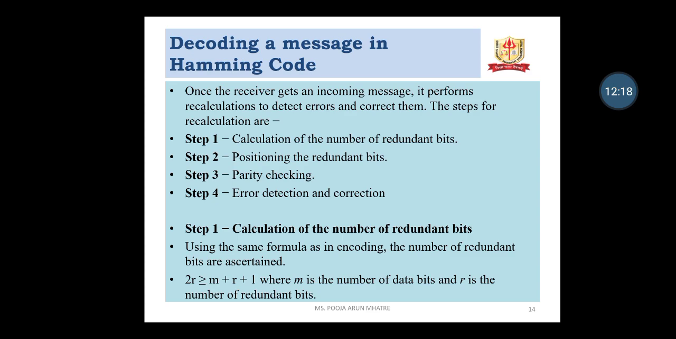Step 1, calculation of the number of redundant bits. Using the same formula as in encoding, the number of redundant bits is ascertained. So 2^r is greater than or equal to m plus r plus 1, where m is the number of data bits and r is the number of redundant bits.